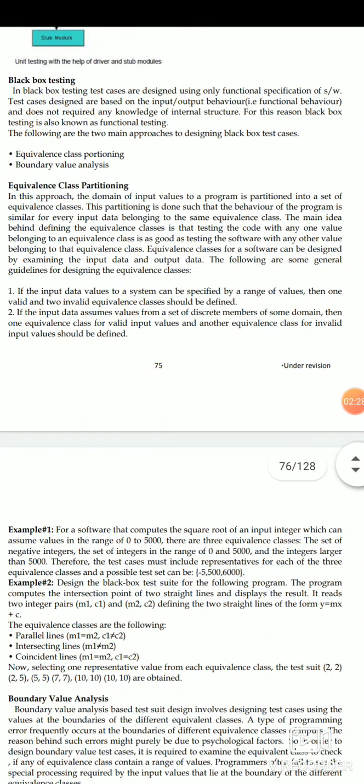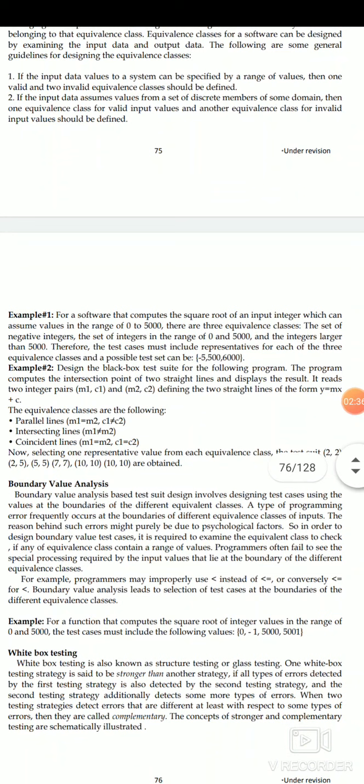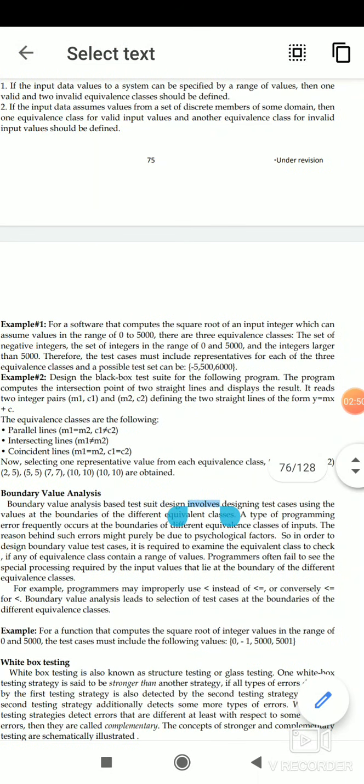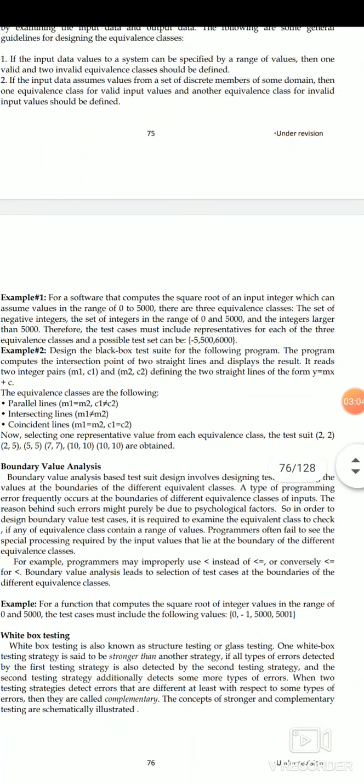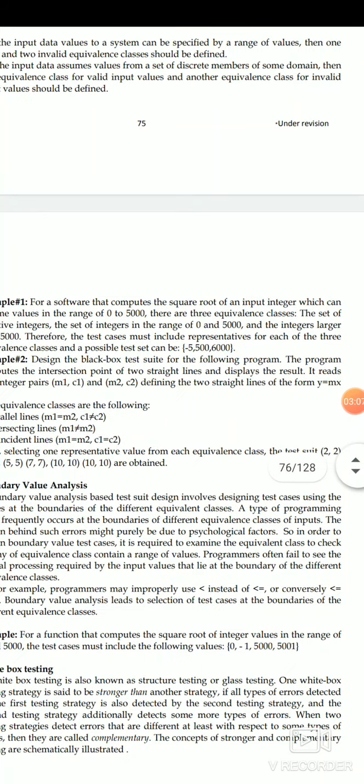Suppose we developed one function which finds the square root of an input number which assumes values in the range of 0 to 5000. Then we can define this in the form of three classes. One can be the values less than 0, one between the values 0 to 5000, and one with values greater than 5000. Then we can take one value from each of these classes, and testing the software with those values will be equivalent to testing the software with all the values.